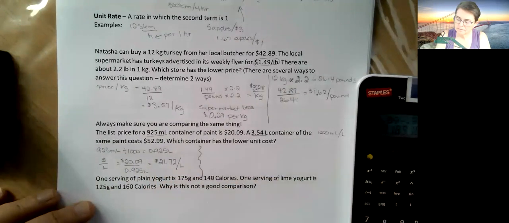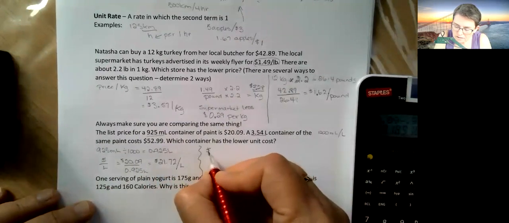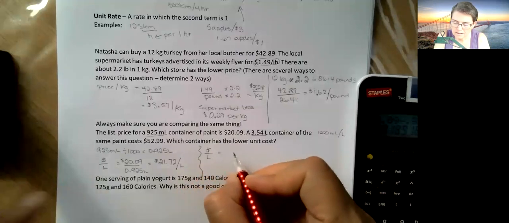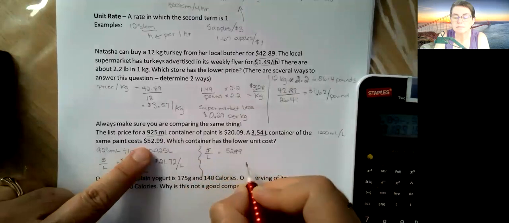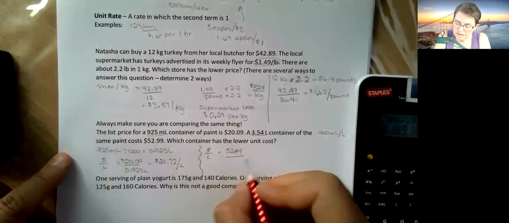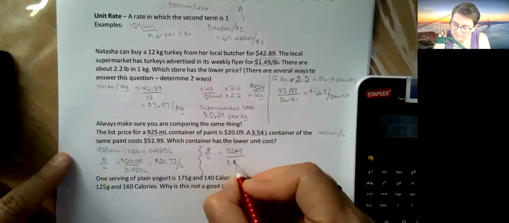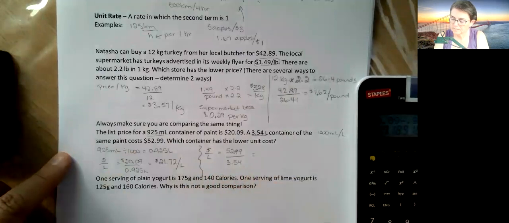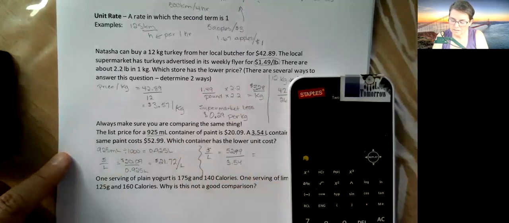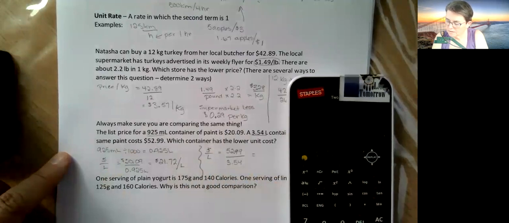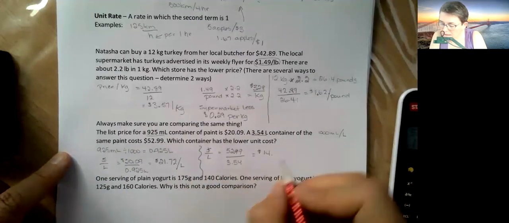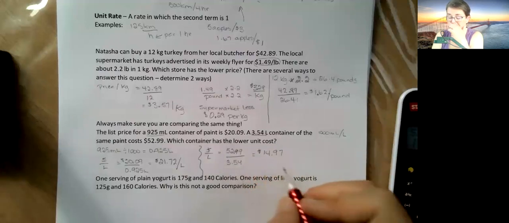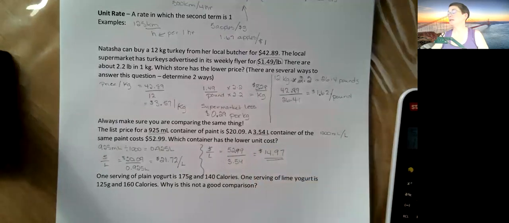Or the big bucket is, we still want to do dollars per liter. So it is $52.99 divided by, how many liters? 3.54. $52.99 divided by 3.54. And that gives you 14.97. So clearly the bigger container is a better price.